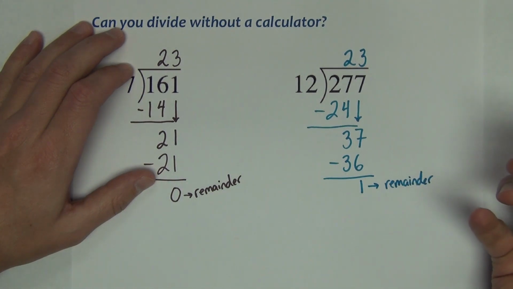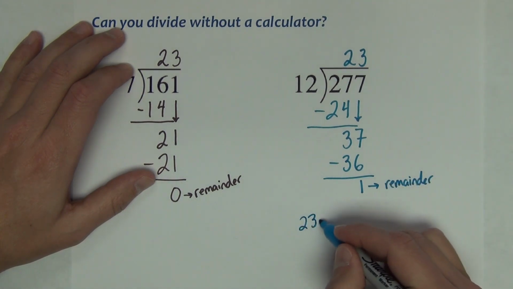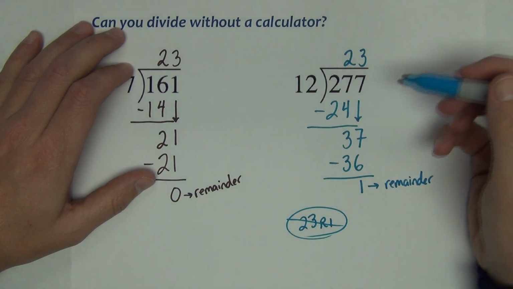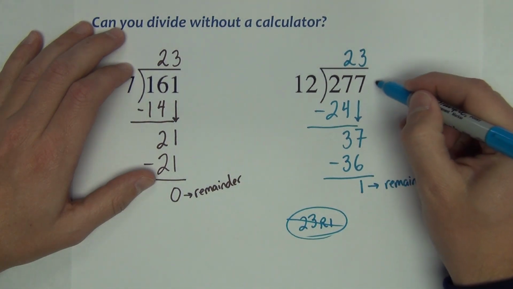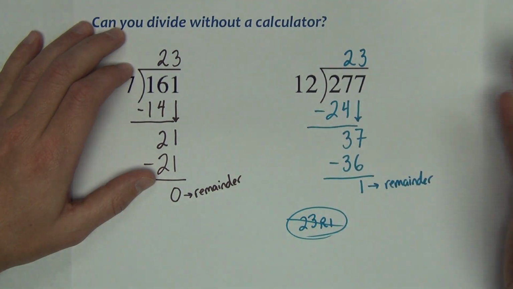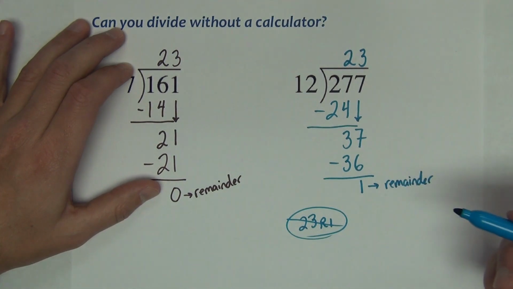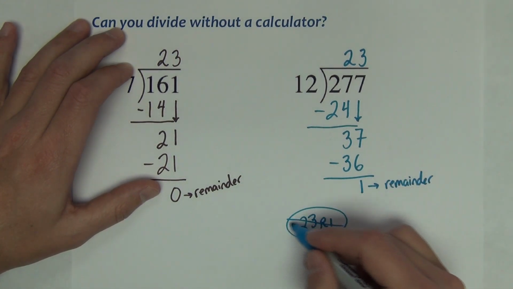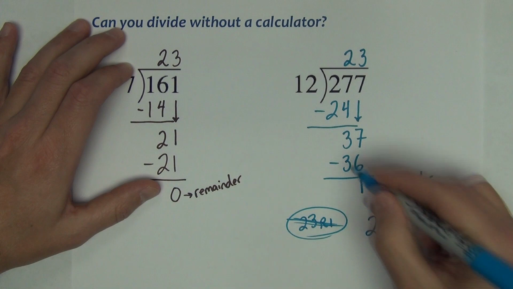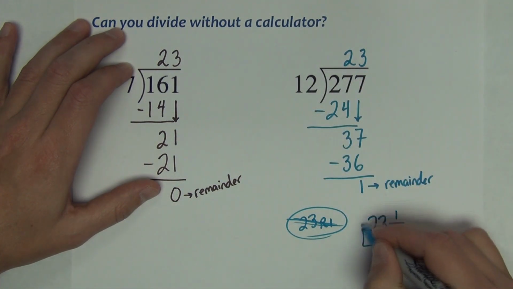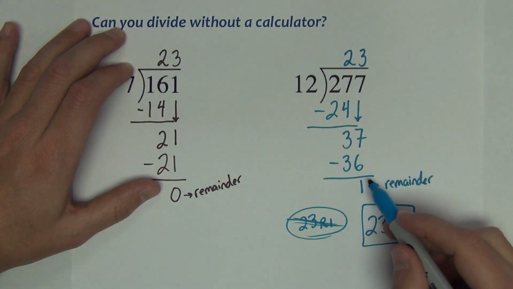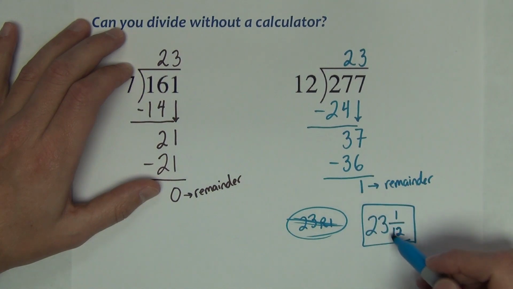So the question is, how do we write that? What we don't write is 23 remainder 1. That's not good enough. I suppose if we wanted to, we could add a decimal point and a 0, bring down, and figure out what the decimal value, 23 point what, is. But we can also write this remainder just as a fraction. The best way to write this is 23, and the remainder is 1 over the divisor 12. So 23 and 1/12 is the answer to this division problem. That's how we represent the remainder: the remainder over the divisor.